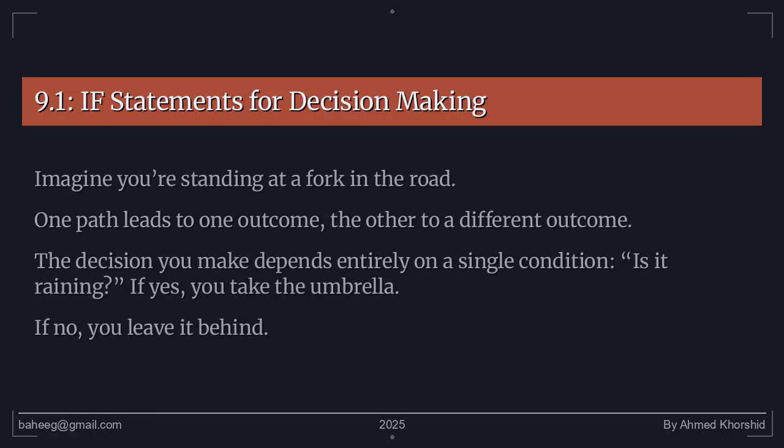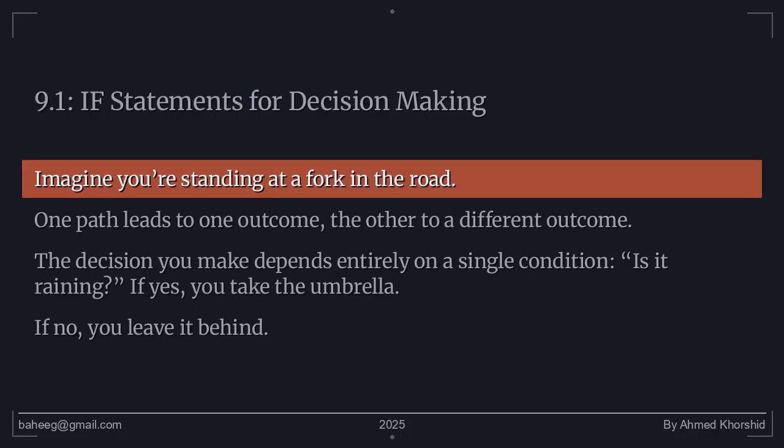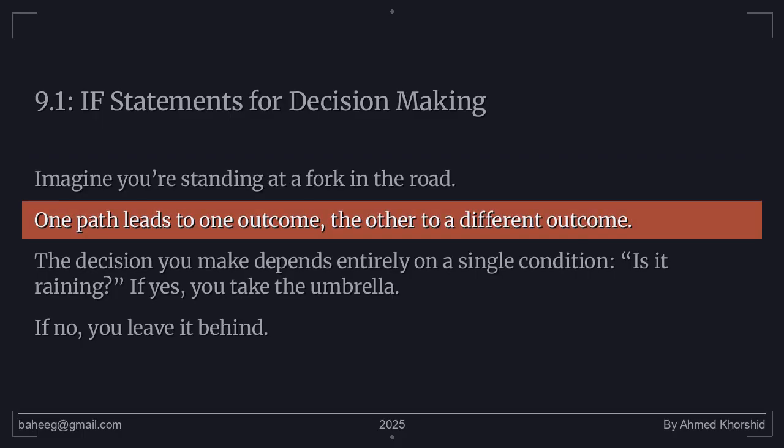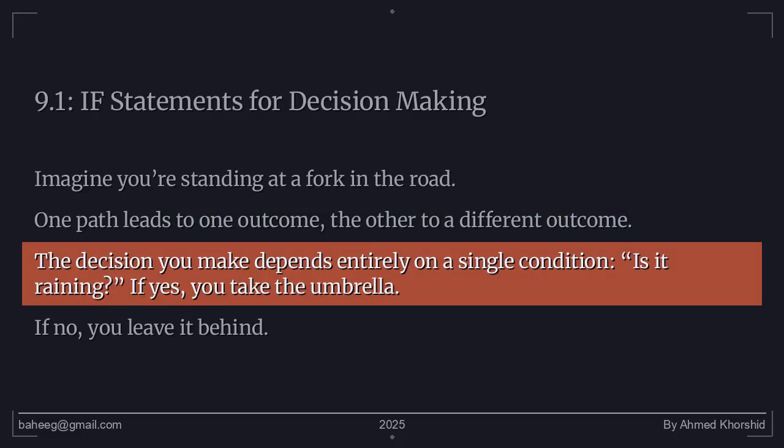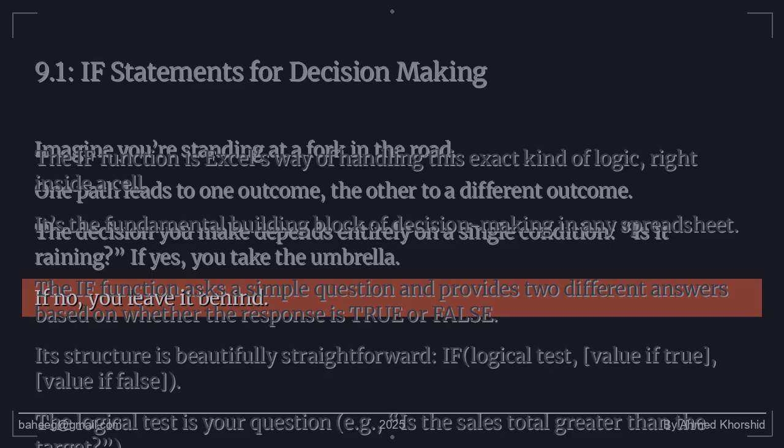9.1. IF Statements for Decision Making. Imagine you're standing at a fork in the road. One path leads to one outcome, the other to a different outcome. The decision you make depends entirely on a single condition. Is it raining? If yes, you take the umbrella. If no, you leave it behind.